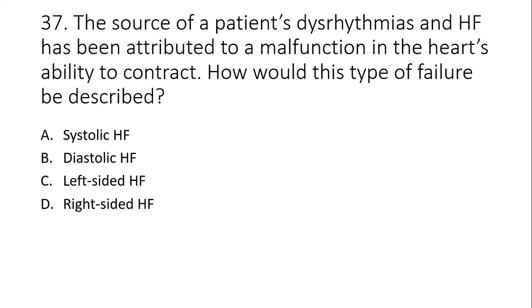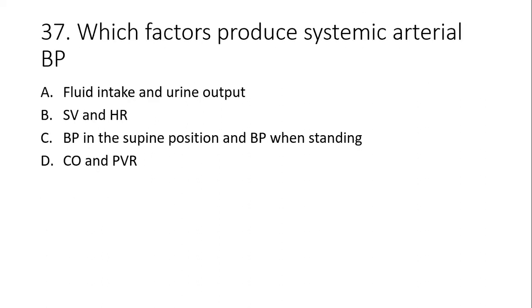So there's two broad types of heart failure: systolic, where the heart's failing to pump adequately, and diastolic, where it's not relaxing enough to fill adequately to pump out. And then you can further differentiate that between left-sided and right-sided. All right, which factors produce systemic arterial blood pressure?